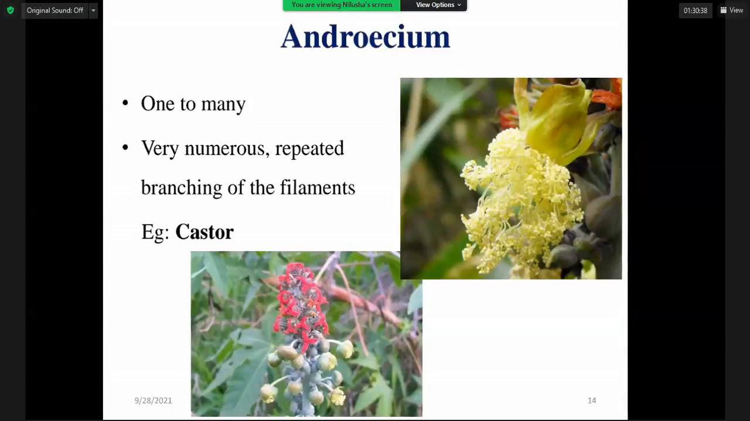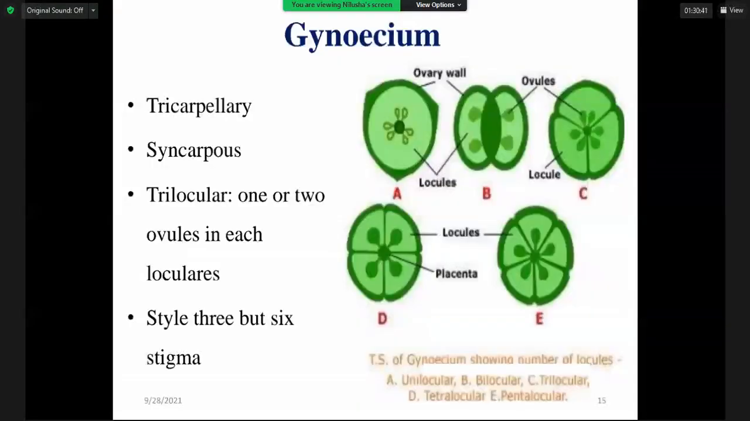In the case of the gynoecium, it is tricarpellary. That means they have three carpels in the ovary. The carpels are in a syncarpous condition. What is syncarpous? I explained in the Malvaceae family practical. Fused carpels. Yes, the carpels are in a fused condition, so they are called syncarpous.